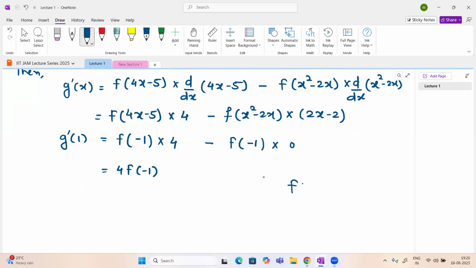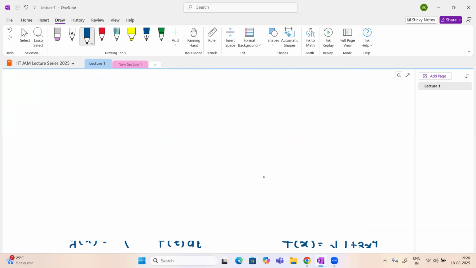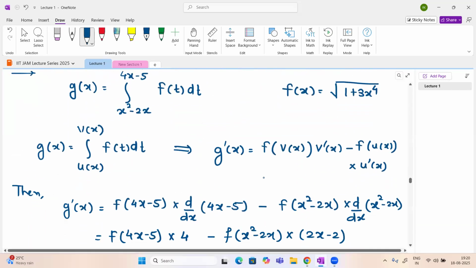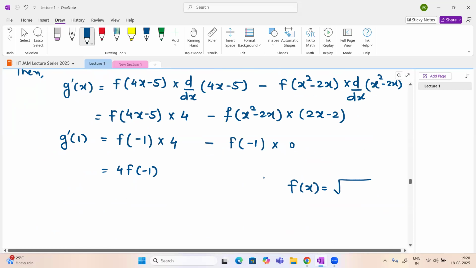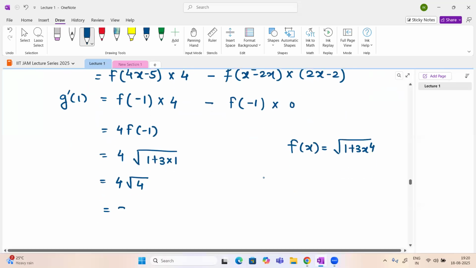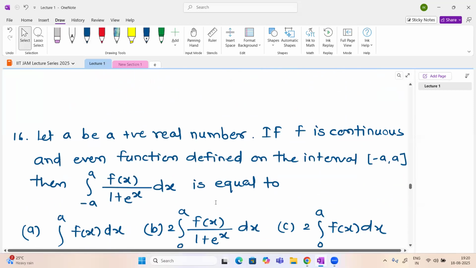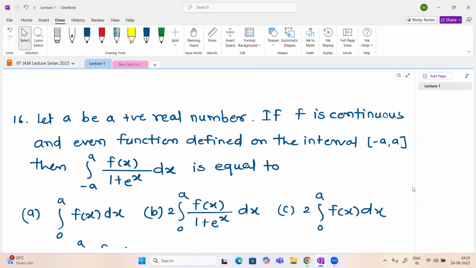But they have mentioned what is our f of x? f of x is root of (1 plus 3x) raised to 4. So let us put x is equal to minus 1 here. Let us see what we will get. 4 root of (1 plus 3 times minus 1) raised to 4 is 1. That means 4 root 4, and root 4 is 2. So it is 8. Is it clear? Shall we move further? Okay, very good.